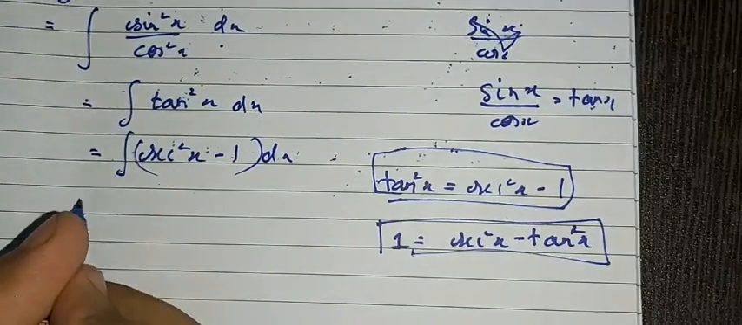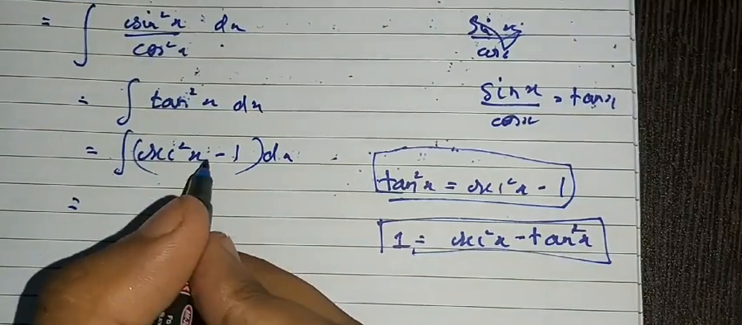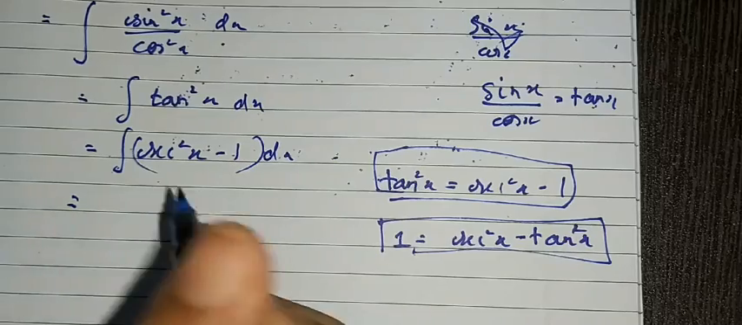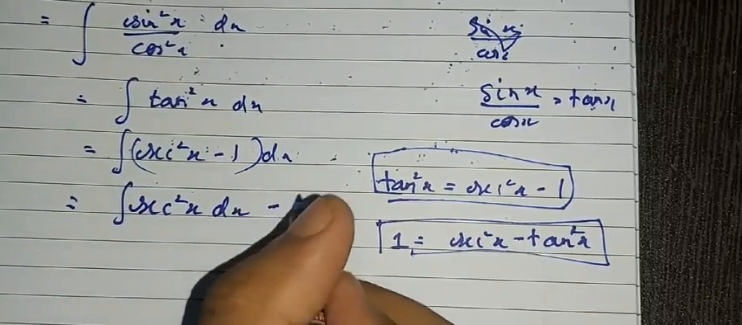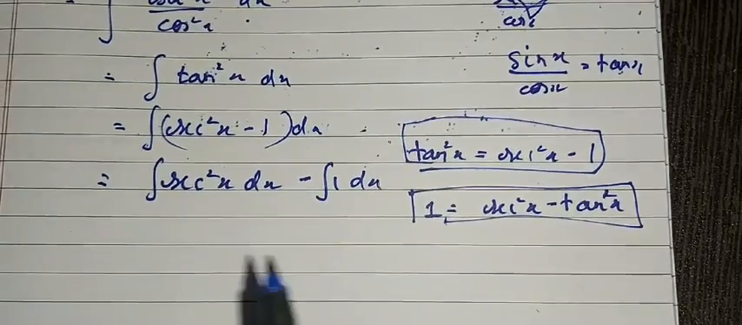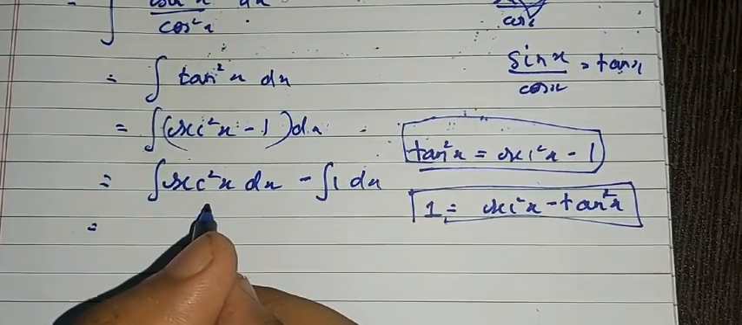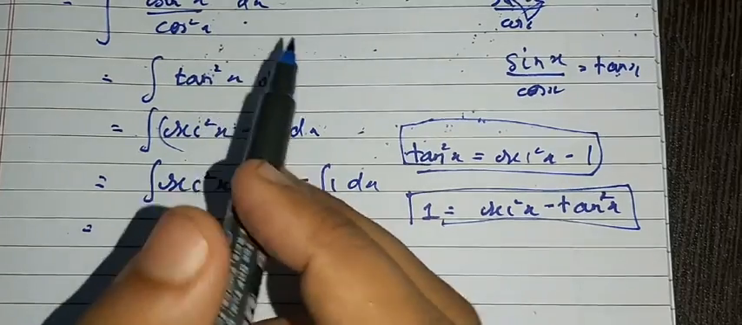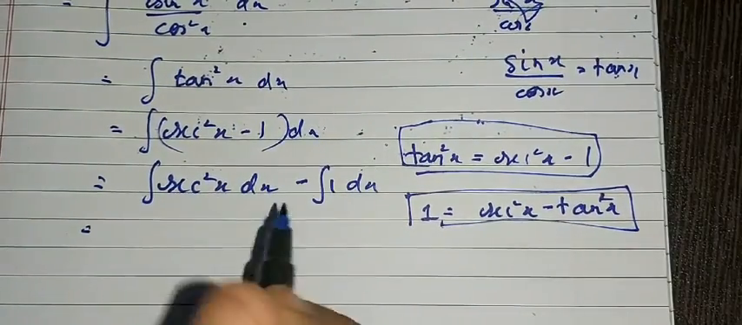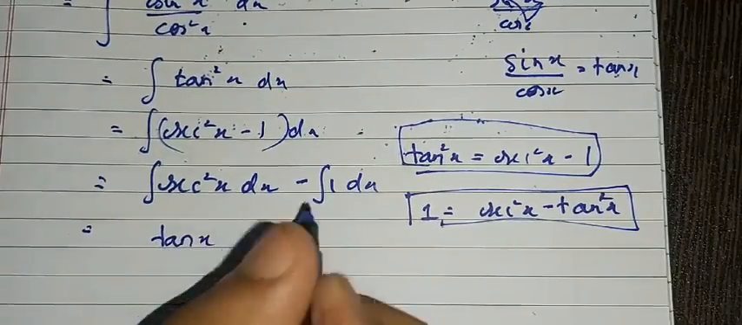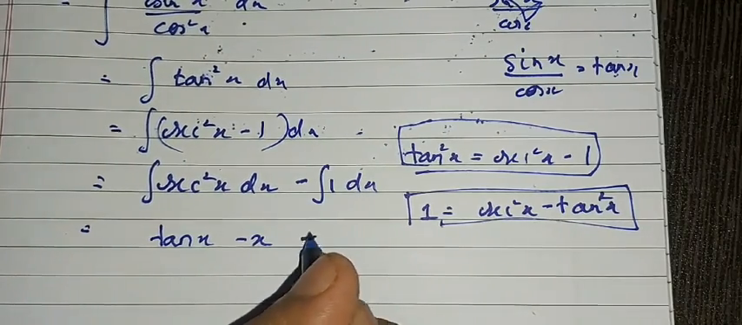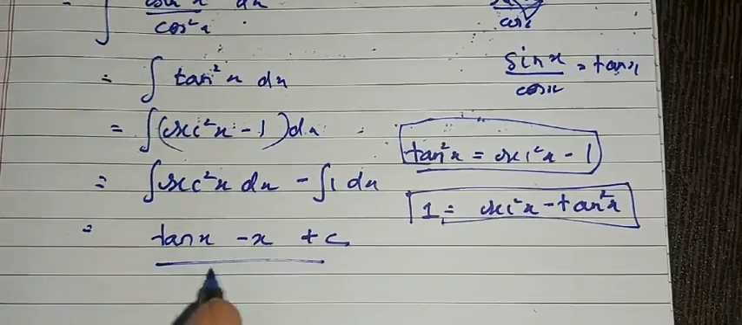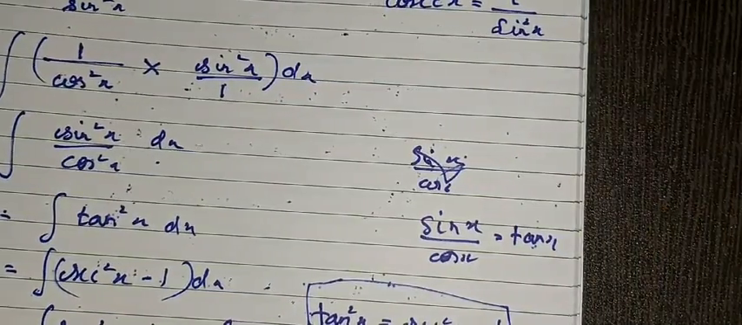dx. Here there is a minus in between, so we can split it. So sec square x dx minus 1 dx. What is the integral of sec square dx? We did in the previous question that the integral of sec square dx is tan x. And what is the integral of 1 dx? It is x. So we add a plus c, and this is the final answer for that question.